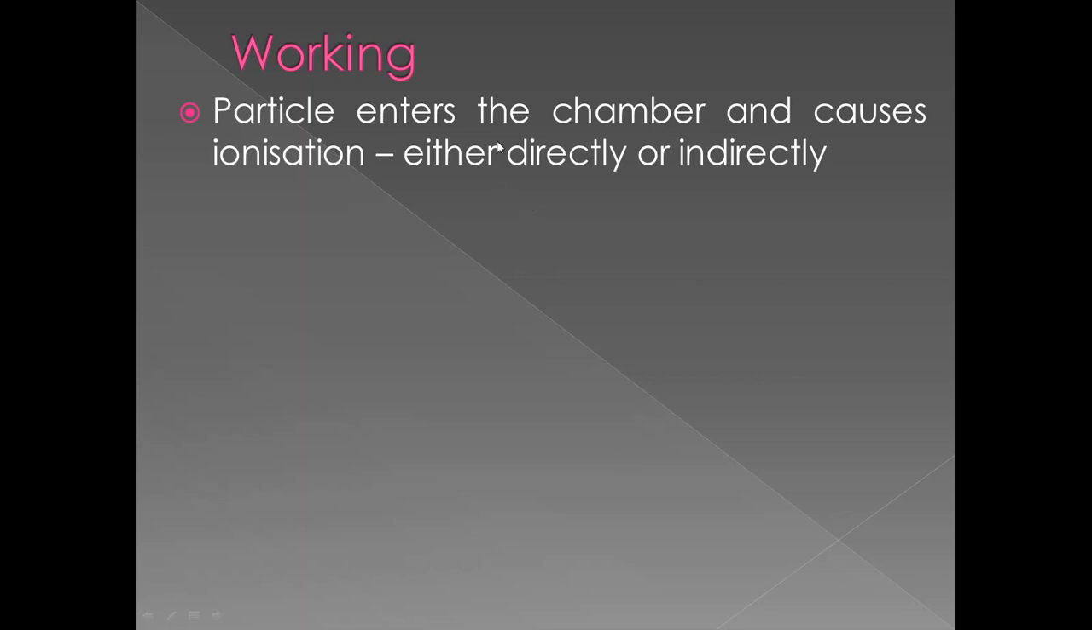So how does it work? The particle enters the chamber and causes ionization. This can be either direct or indirect. Direct means the particles entering the chamber from the source knock off electrons from the atomic orbits. So this is direct ionization. In the other way, the electrons ejected from the primary ionization travel through the gas inside the chamber; these electrons are also energetic enough and can knock off more electrons. This is secondary ionization.